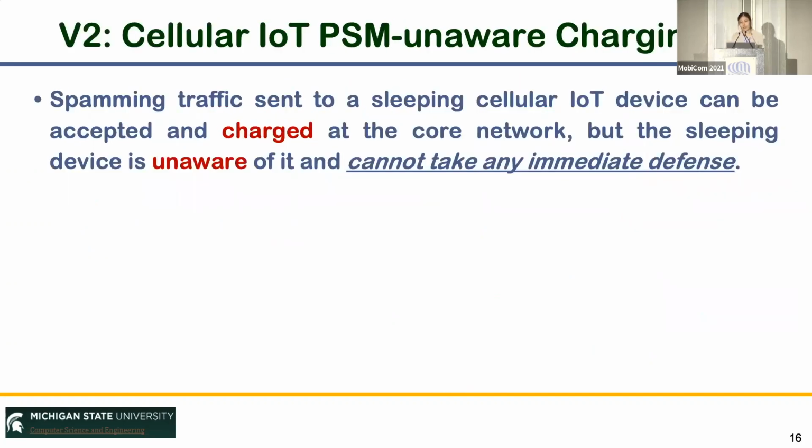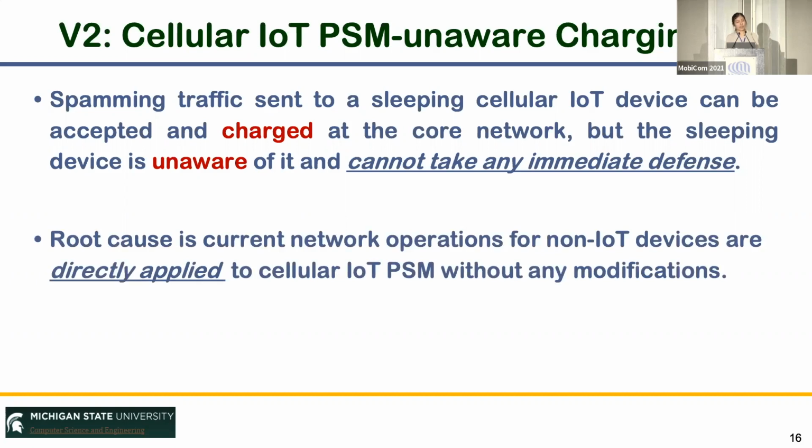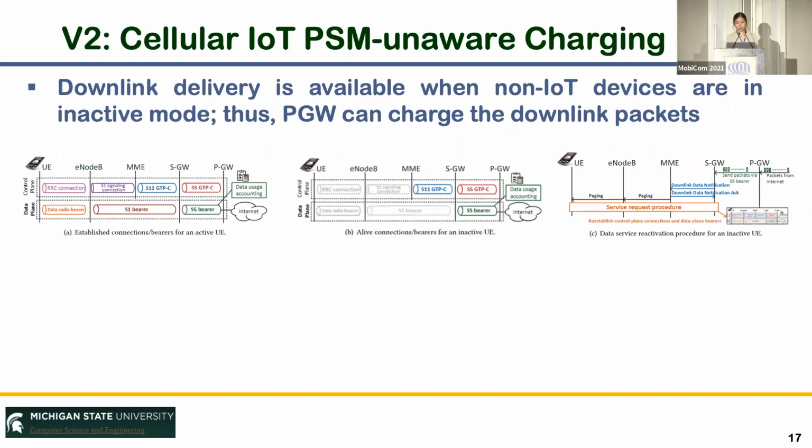Then the V2 is that spammy traffic sent to a sleeping cellular IoT device can be accepted and charged at the core network, but the sleeping device is unaware of it and cannot take any immediate defense. Here, the root cause is that current network operations for non-IoT devices are directly applied to the PSM-enabled cellular IoT without any modification.